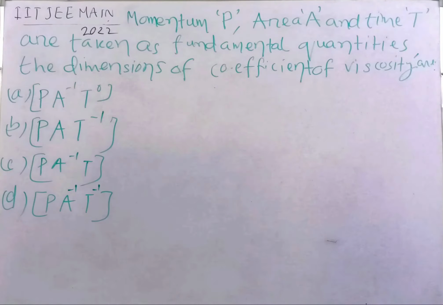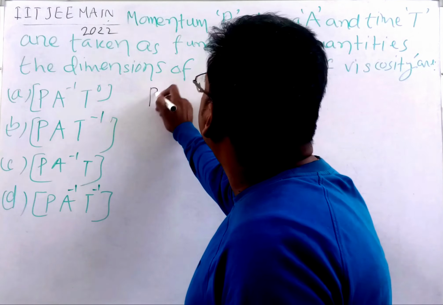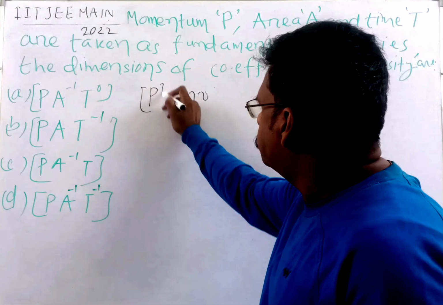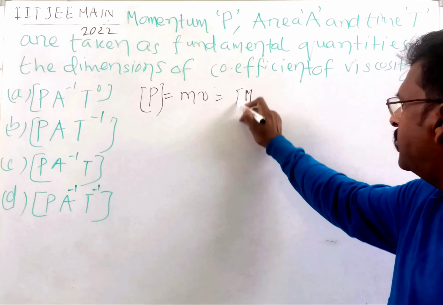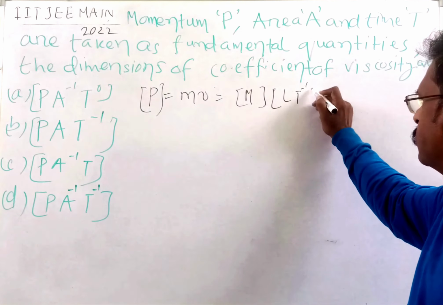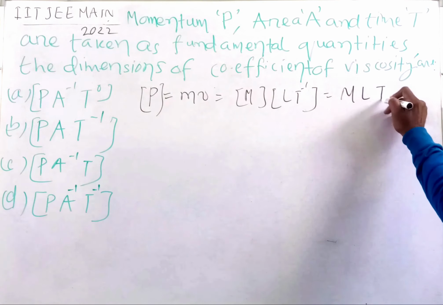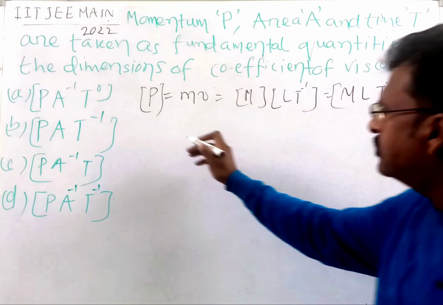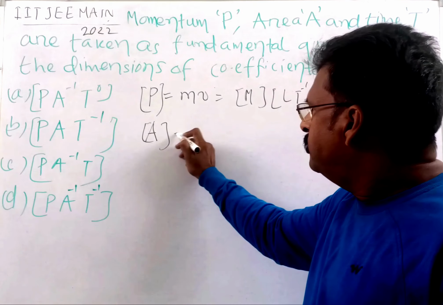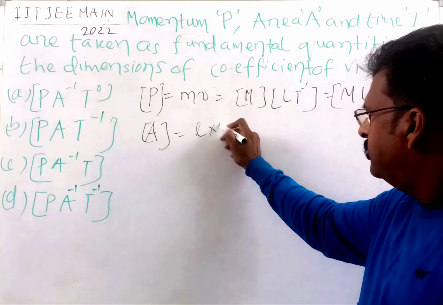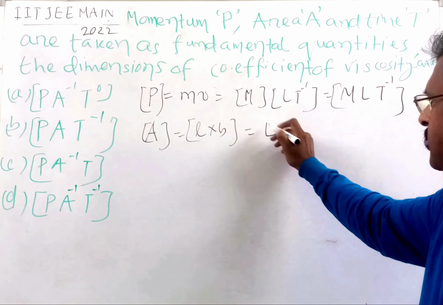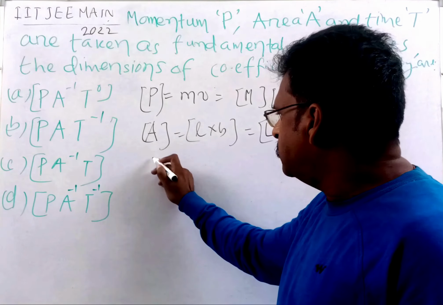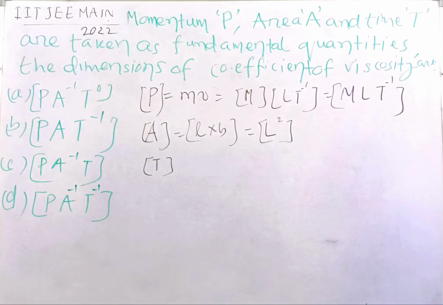Okay students, what is momentum P? The formula for momentum P is mv. So the dimensions of P will be M L T minus 1. And what will be the dimensions of area, students? We know area is length into breadth, so its dimensions will be length into length, or L square. What is the dimensions of T? That is obviously T, in square bracket.